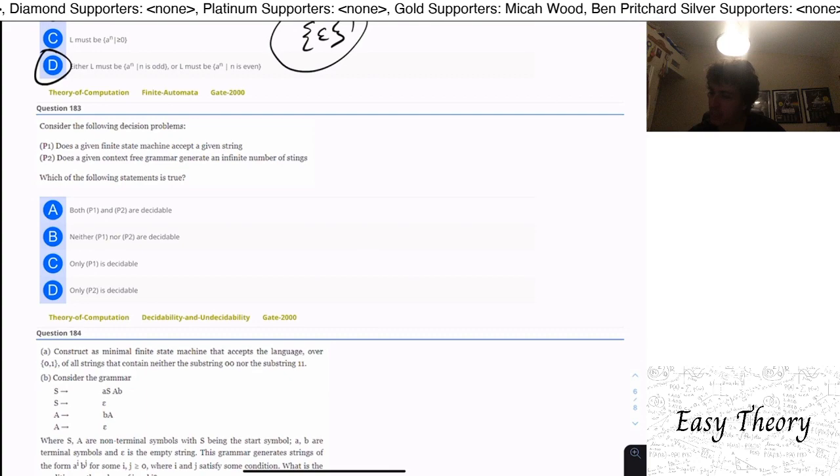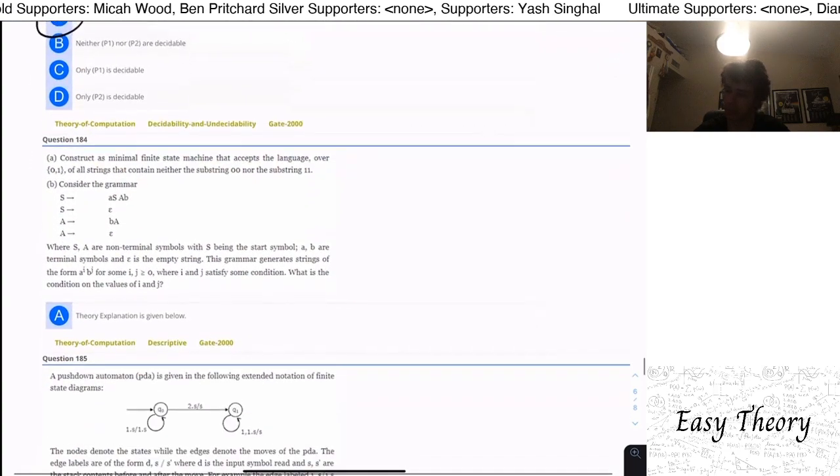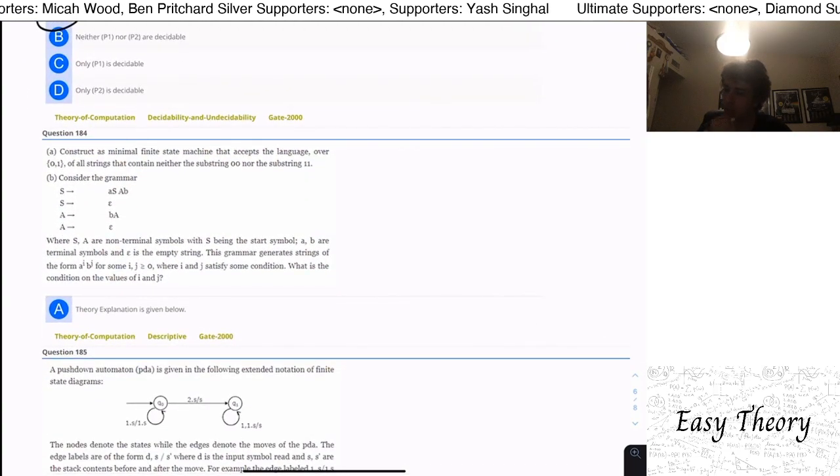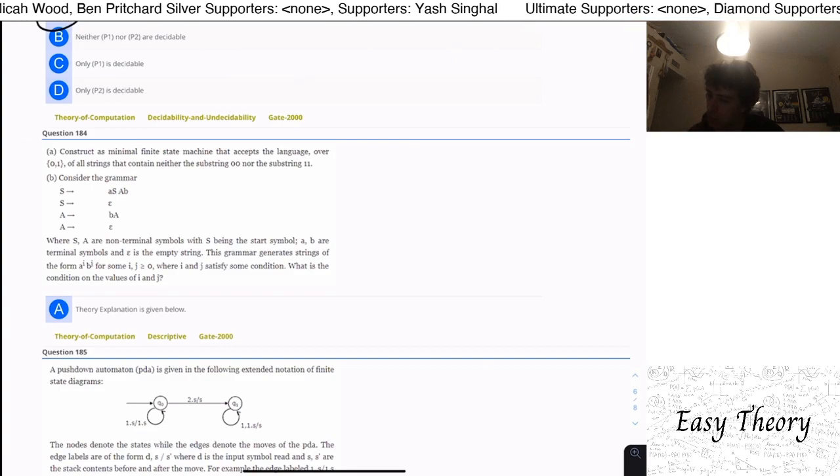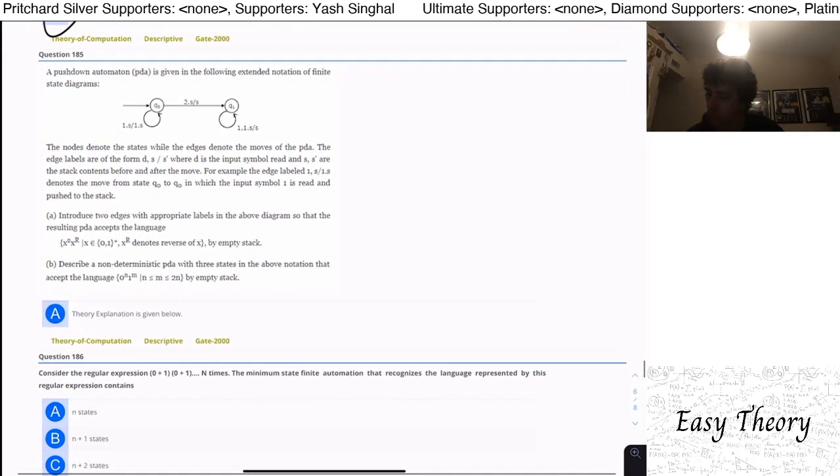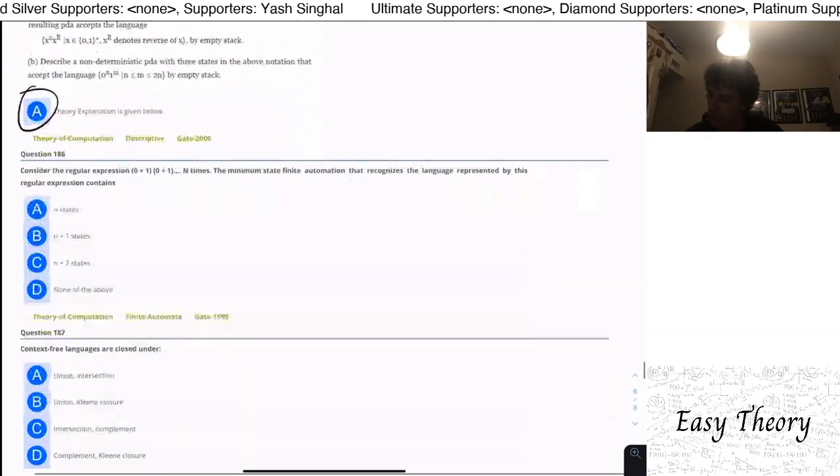Does a given finite state machine accept a given string, as a decision problem? Yeah, so that's decidable. Given a context-free grammar, does it generate an infinite number of strings? That's also decidable. So both of them are decidable here. Construct a minimum... Okay, this one doesn't have an answer to it. Neither does this one.